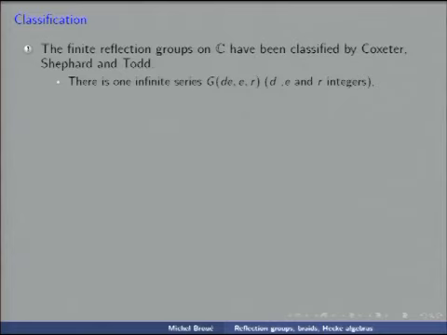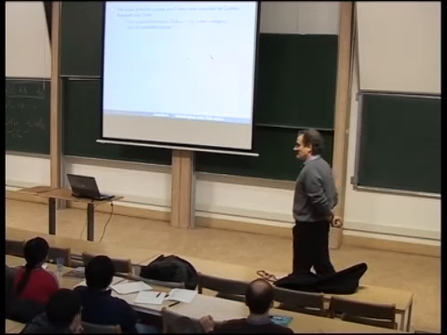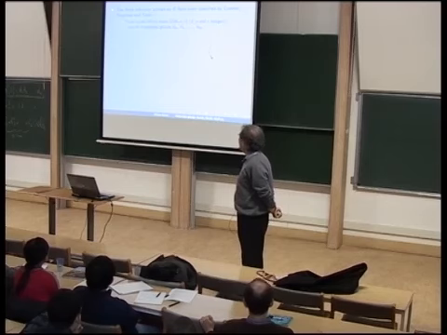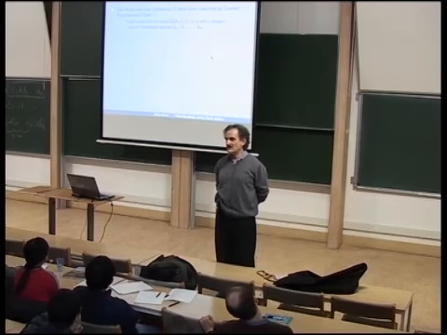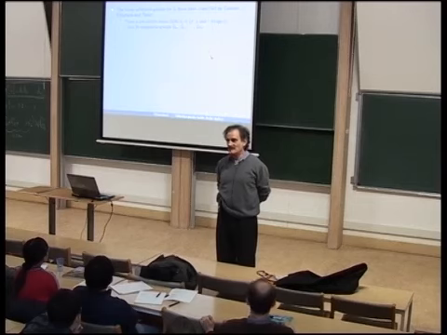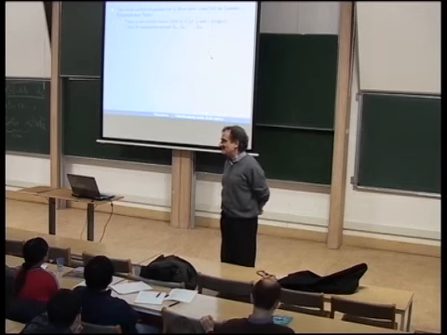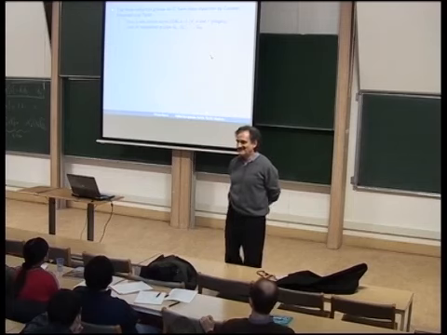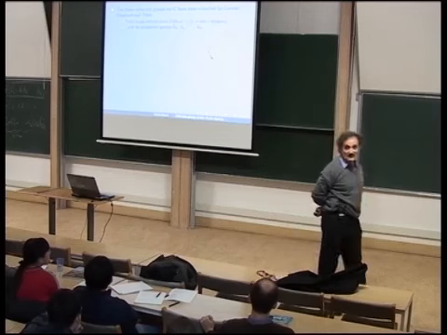Okay. So there is one infinite series, just one, but depending on 3 parameters, and there are 34 exceptional groups in small dimension. The dimension goes from 2 to 8. As usual in mathematics, the small dimension is very often the complicated case, right? Unfortunately, these 34 exceptional groups are denoted by not so meaningful names. They are denoted by G4, G5, up to G37, because from 4 to 37, there are 34 groups. It's very unfortunate, but it's like this.